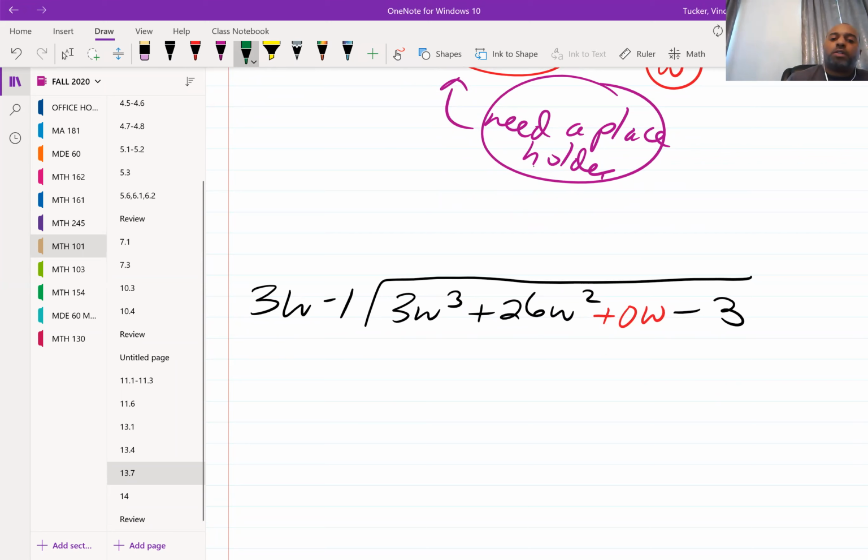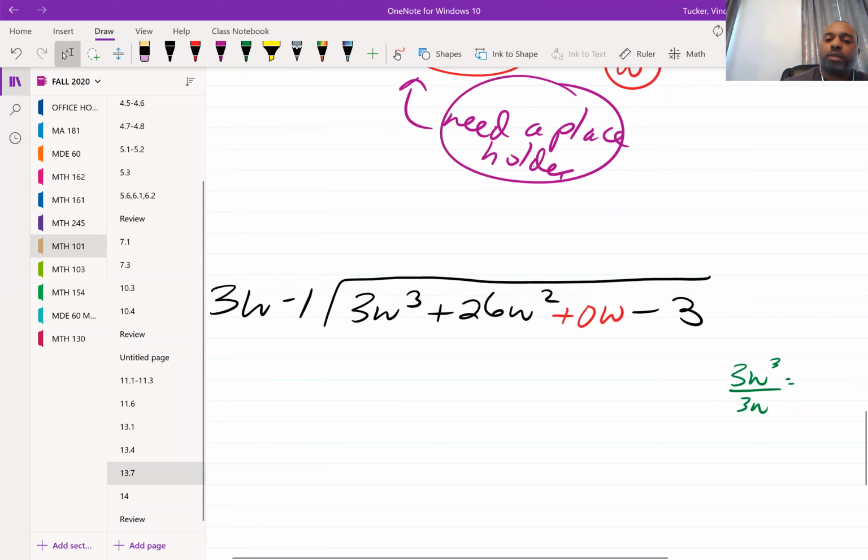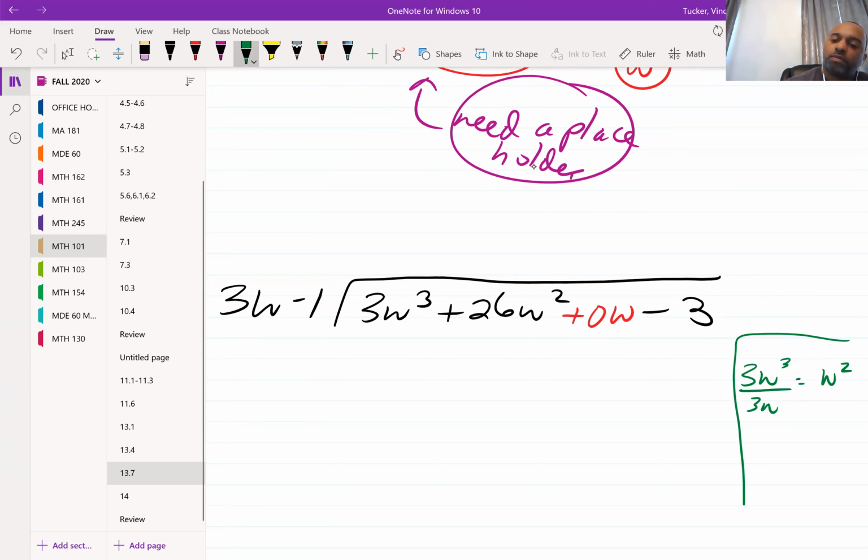So once again, you compare first terms in each. Say what times 3w will give me 3w cubed. 3w cubed over 3w is just going to be w squared. So w squared will be the first part of our answer. W squared times 3w is 3w cubed, and w squared times -1 is -w squared.